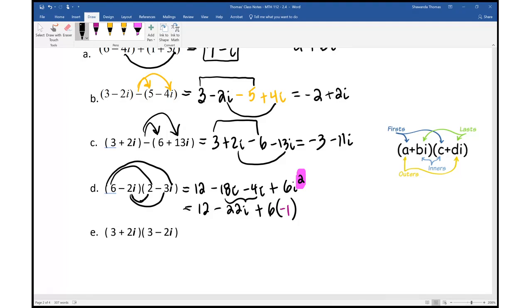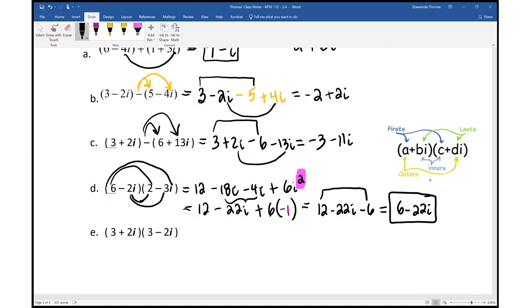So we are not done. We have 12 minus 22i minus 6. Therefore, we can put that 12 and minus 6 together, which is 6 minus 22i. So our final answer is 6 minus 22i.